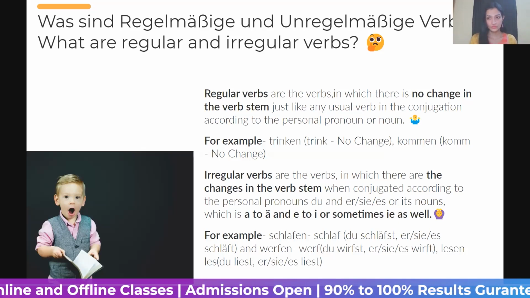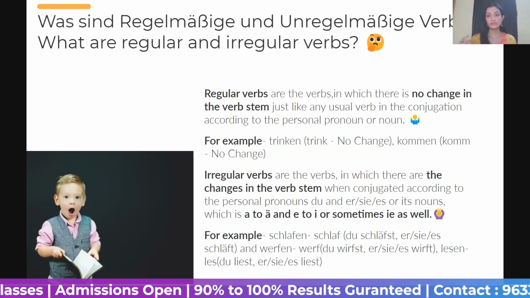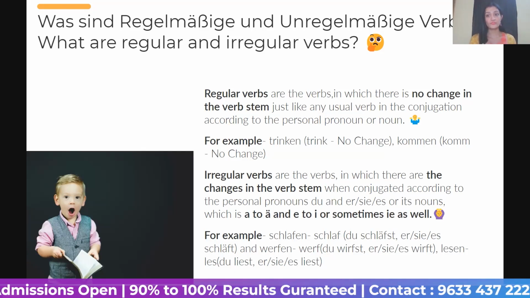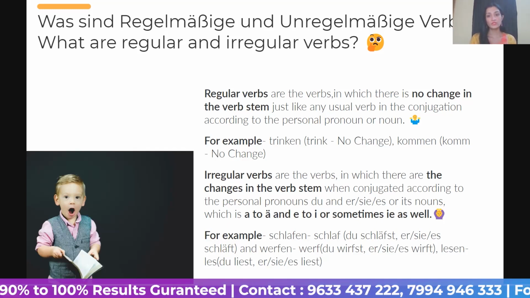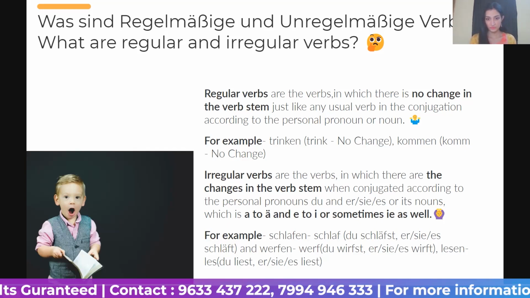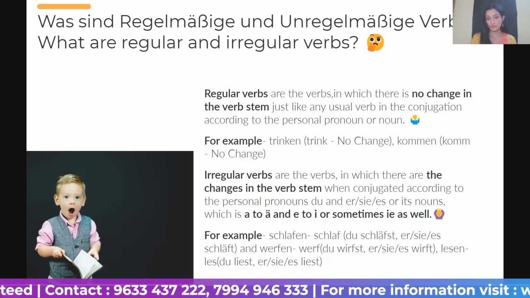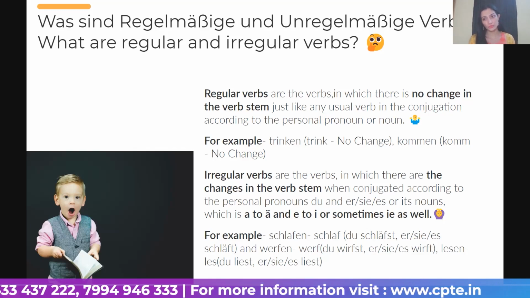Now, irregular verbs are the verbs in which there are changes in the verb stem when conjugated according to the personal pronouns du and er/sie/es or its nouns. Okay, which is a to ä with umlaut and e to i or sometimes ie as well.